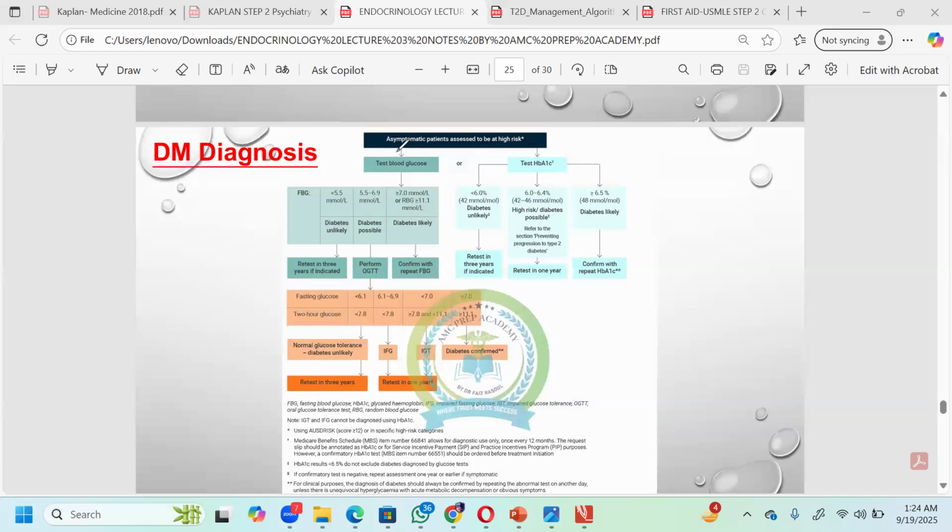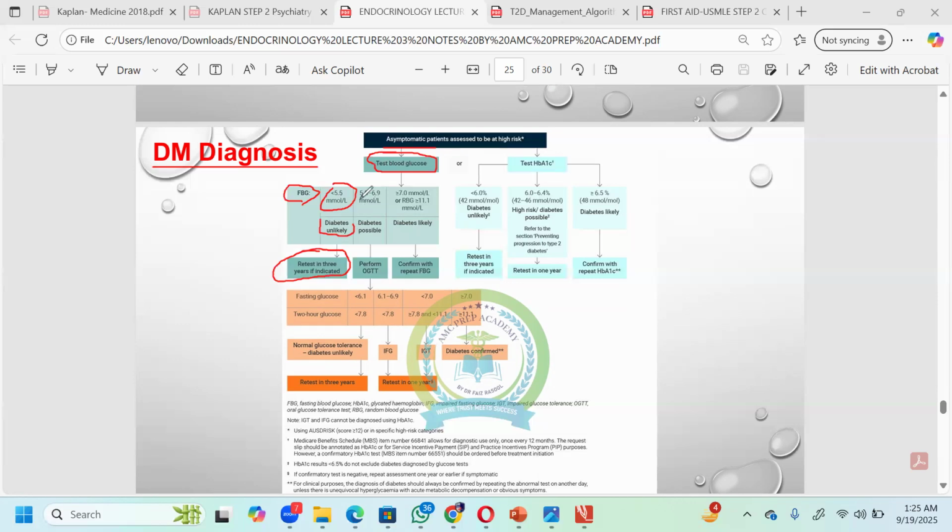For example, the patient presents with the features of diabetes mellitus, as we discussed, and you have to make the diagnosis. You will go for a blood sugar level test, and you will go for fasting blood sugar level. If the fasting blood sugar level is less than 5.5, diabetes is unlikely. So retest in 3 years. This is the normal group of population.